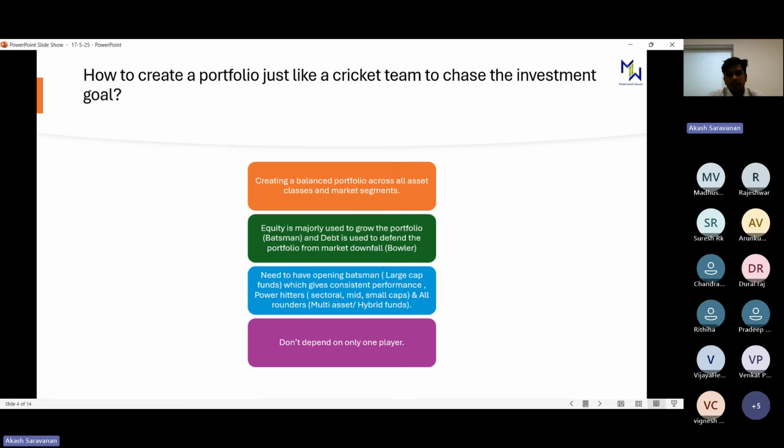Now let's look at how to create an investment portfolio, just like how a balanced cricket team is formed. You have to have a diversified and balanced approach, be it a cricket team or an investment portfolio. You need to cover all market segments and all asset classes.